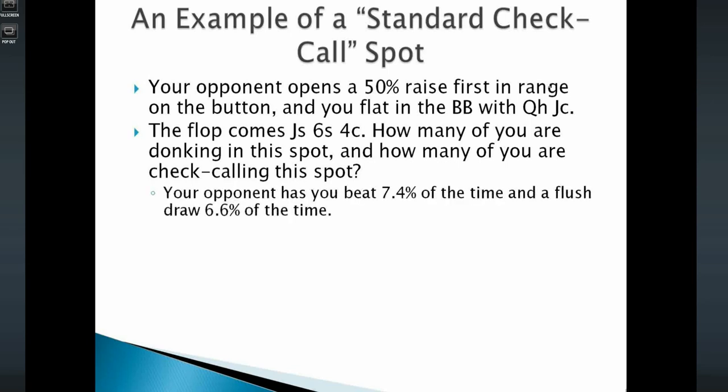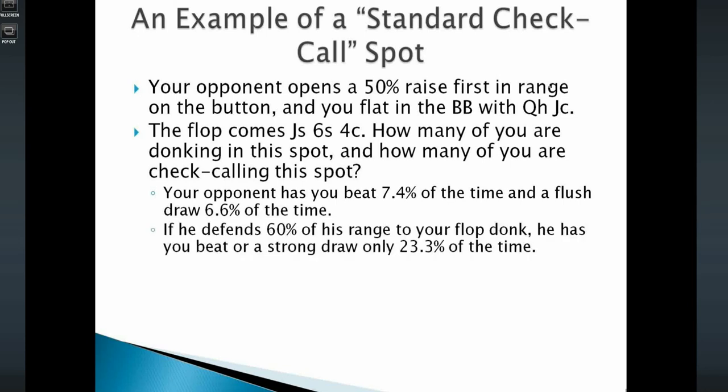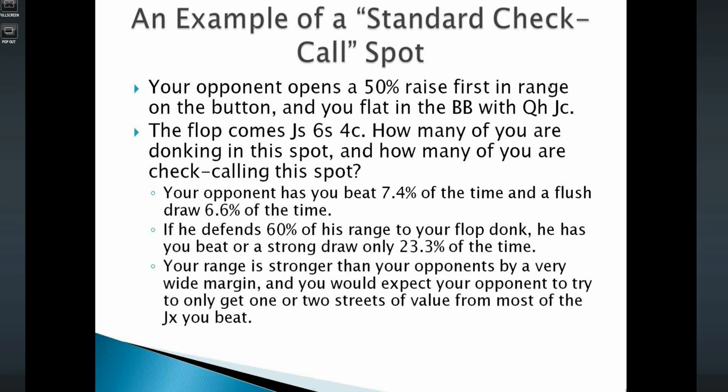Your opponent has you beat 7.4% of the time and a flush draw 6.6% of the time. If he defends 60% of his range to your flop donk, he has you beat or a strong draw only 23.3% of the time. Your range is stronger than your opponent's by a very wide margin, and you would expect your opponent to try to only get one or two streets of value from most of the jack-X hands that you beat. So by now you should probably be noticing it looks like something here isn't right.